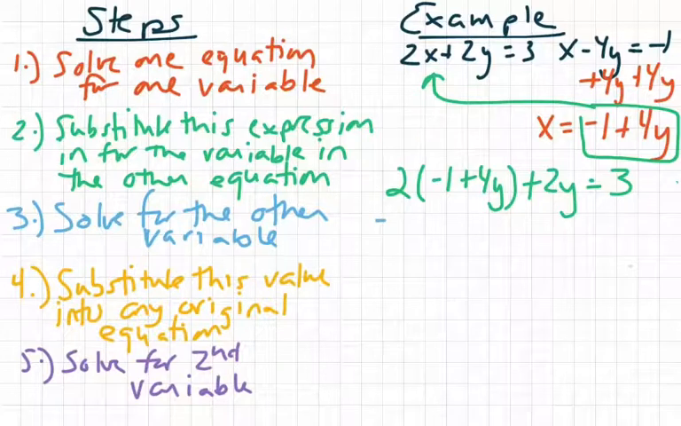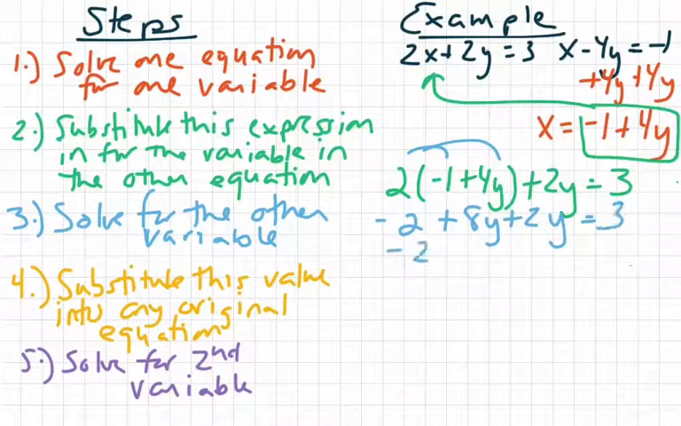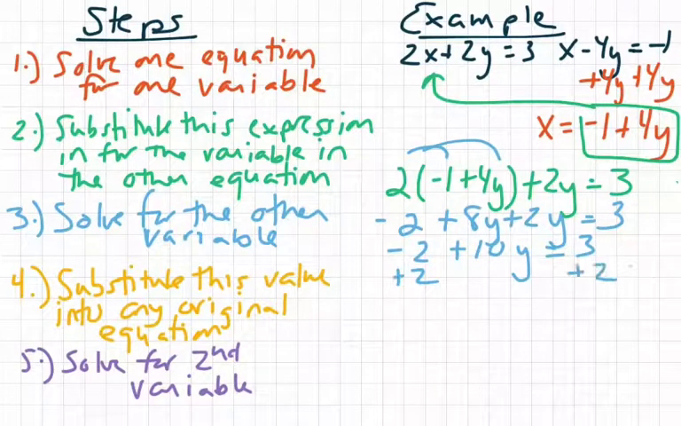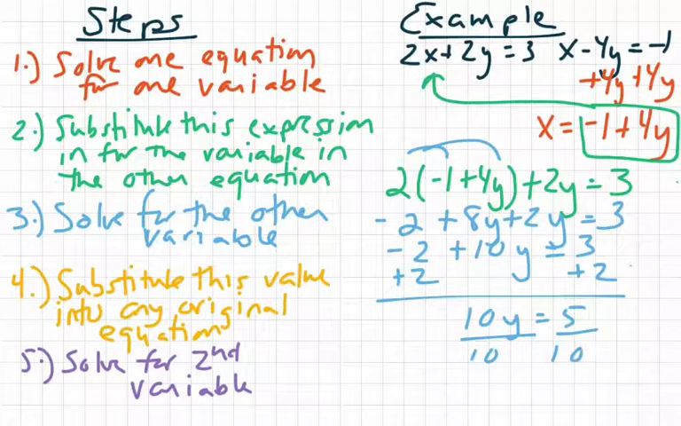So distributing the 2, we get negative 2 plus 8y. Bring down everything else. 8y plus 2y is 10y. Add 2 to both sides. 10y is equal to 5. Divide both sides by 10. And we're super thrilled to have 1/2. We all wanted that to happen. It's okay though. We've got this.